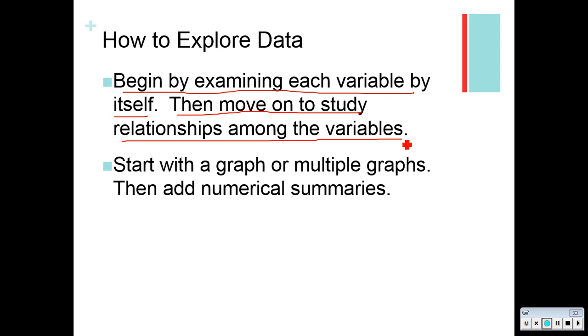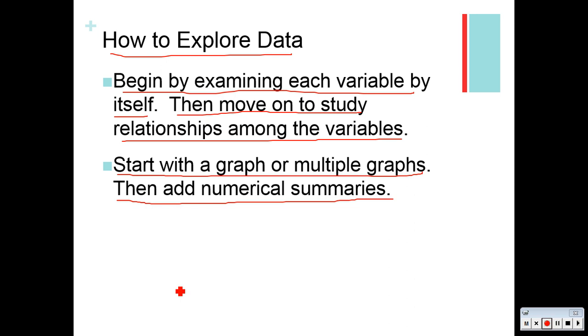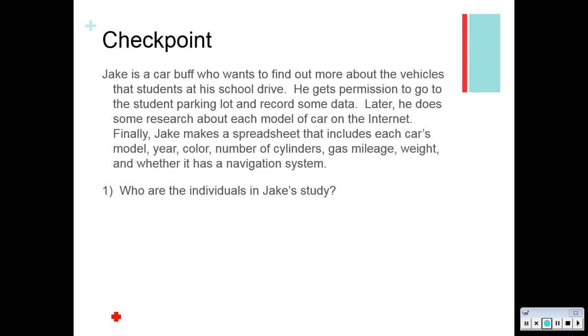So oftentimes what we will do when we're exploring data is we'll start with some type of graph, or even in some cases multiple graphs, and then we'll try to add some numeric summaries based on what some of those different graphs look like. And one of the things that we will look at in the next couple sections is some of the different types of graphs that go with categorical variables, and some of the different types of graphs that also go with quantitative variables.